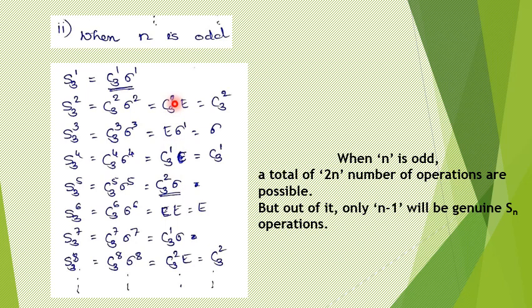If you perform this for S5 and S7, again you can come to this conclusion in a very easy way. But out of these 2n operations, only n minus 1 will be genuine Sn operations. So for S3, n minus 1 is 2 here, so 2 operations will be genuine improper axis operations, and others turn out to be other simple operations. So that is the conclusion that can be drawn when n is odd.